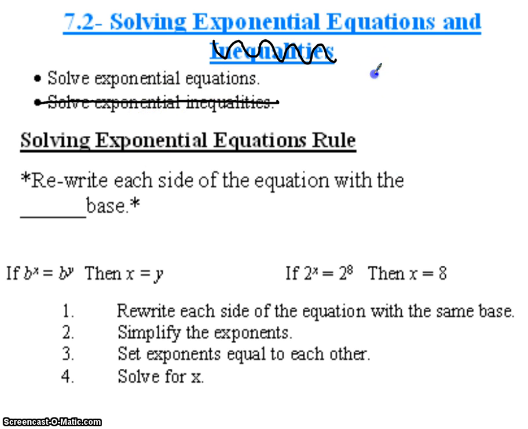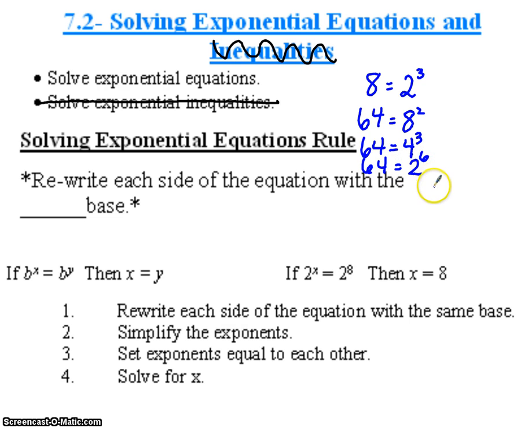So if you see an 8, then you should be thinking, well, that is a 2 to the third. If you see a 64, then you should be thinking, hey, that could either be 8 squared, or that also could be a 4 to the third power, or that could also be a 2 to the sixth. Crazy, I know. But those are some helpful things you will want to remember.